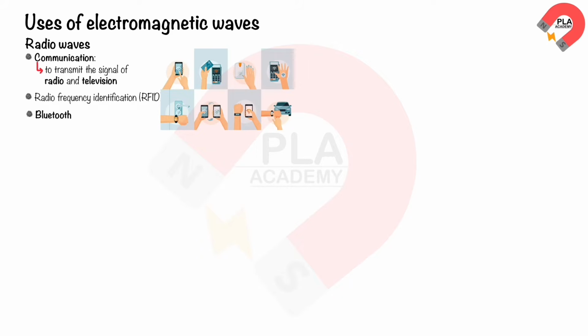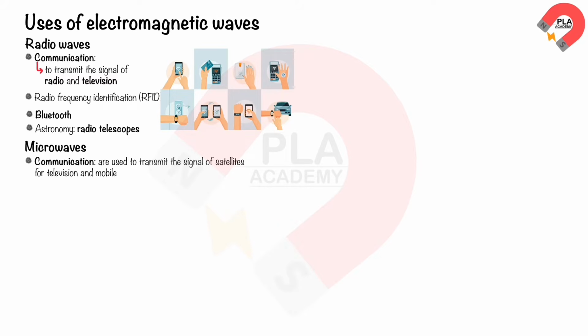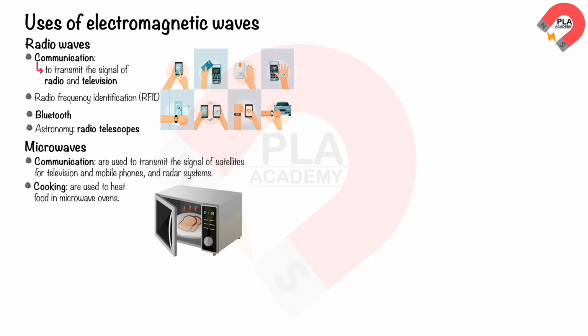Bluetooth is used to communicate between two Bluetooth-compatible devices. Astronomy. Radio telescopes are used to observe the naturally occurring radio waves that come from stars, planets, galaxies, and other astronomical objects. Microwaves. Communication. Microwaves are used to transmit the signal of satellites, television, and mobile phones. They are also used in radar systems. Cooking. Microwaves are used to heat food in microwave ovens. They work by causing the water molecules in food to vibrate, which creates heat.